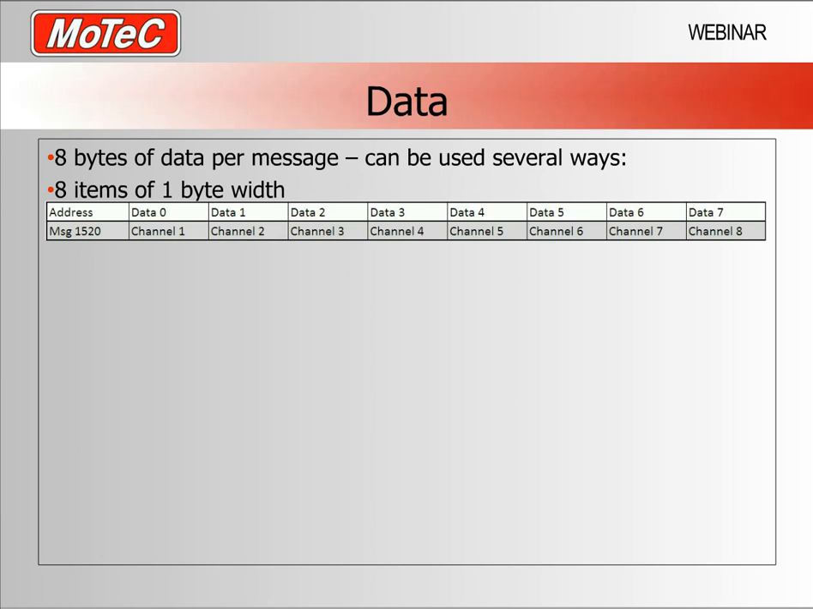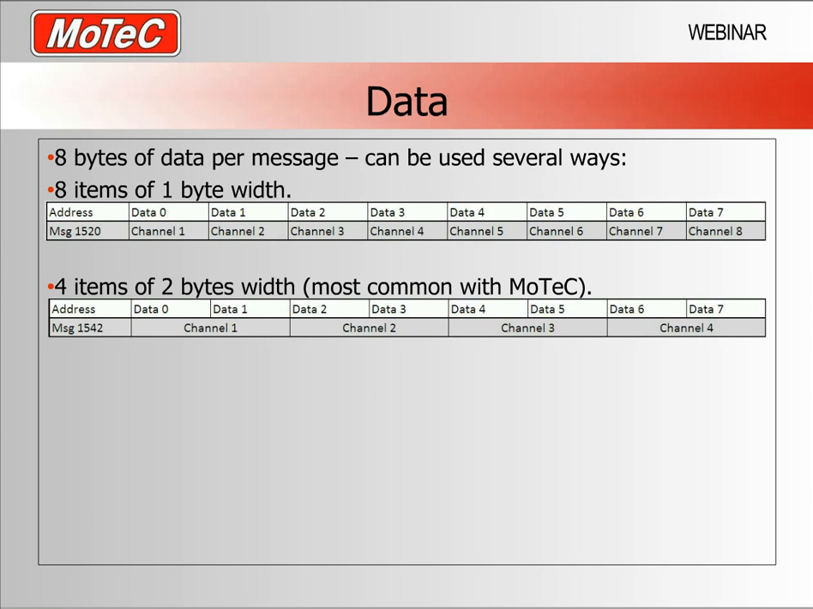So in this example, we have a message which is 1520, and we have 8 individual data channels, and they might be, for example, engine temperature, throttle position, etc. A number of different fairly basic items of data. What frequently happens, however, is that we need more accuracy, or if you like, more resolution, and the next option we have is to use 2 bytes of data for each channel.